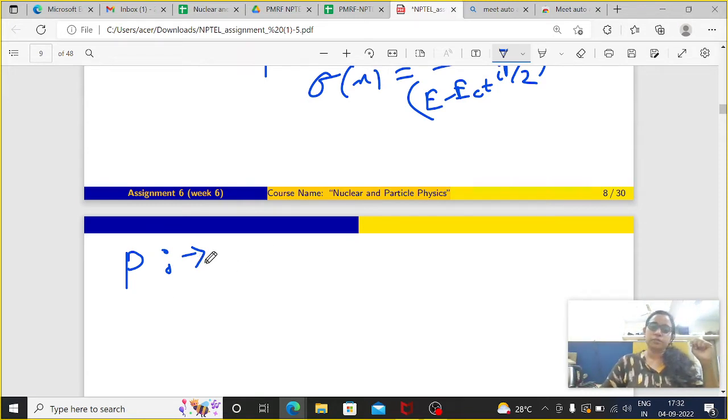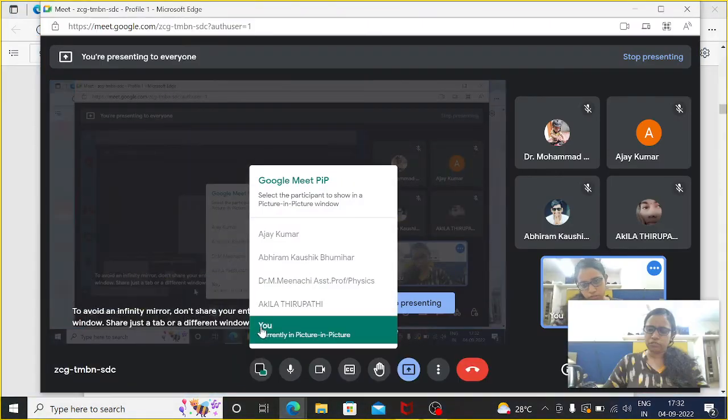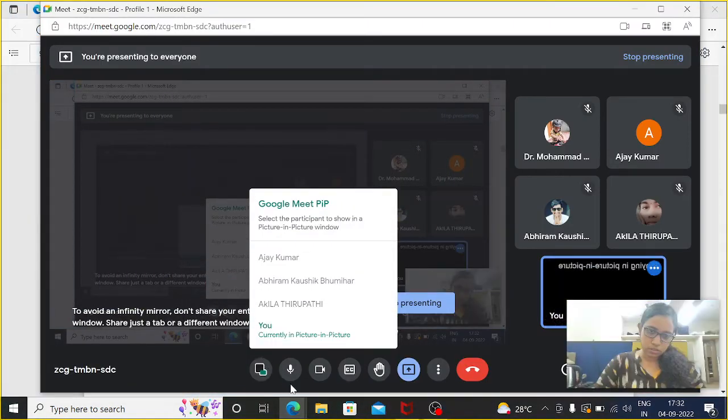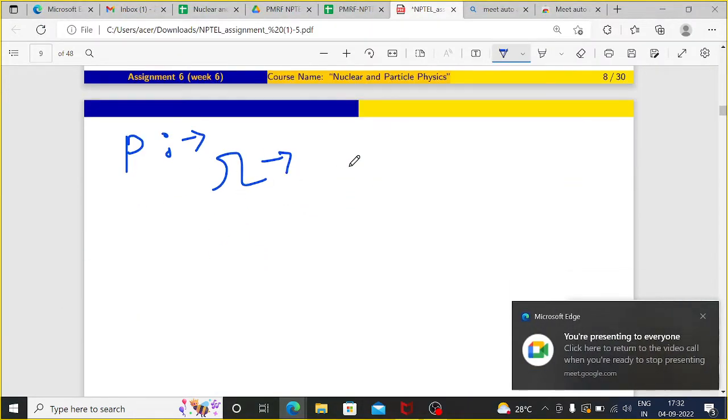To determine p, we will write something here: in any nuclear reaction, compound nuclear reaction or any nuclear reaction, what will be the probability? Probability means one enclosure is there, let's say the enclosure volume is omega. So this is the enclosure volume. In that enclosure volume, what is there?